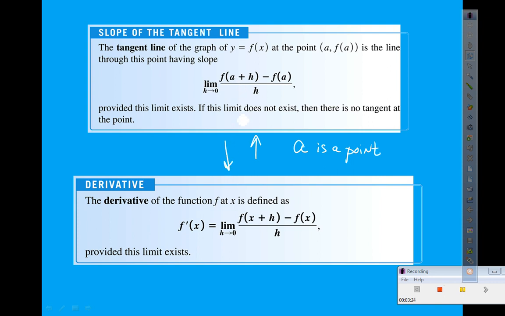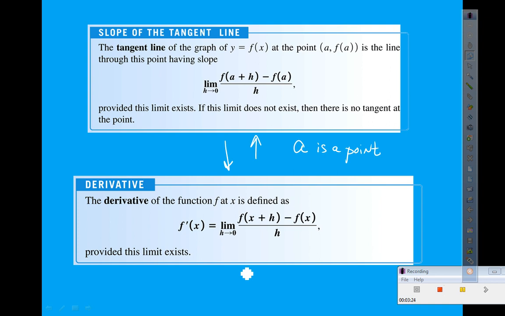My a really becomes an x. X for any point that you would want to work with. A is a certain point, 2, 3, 5, -10. X is any point that you want. Then we will come up with a formula. Then I could plug in all the values in the world that I want.